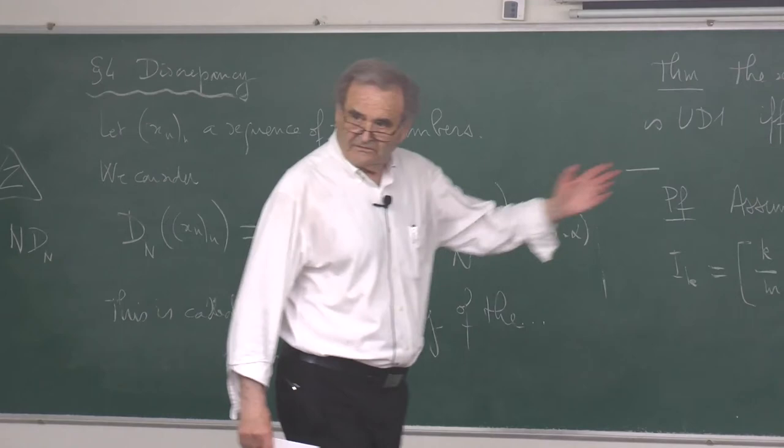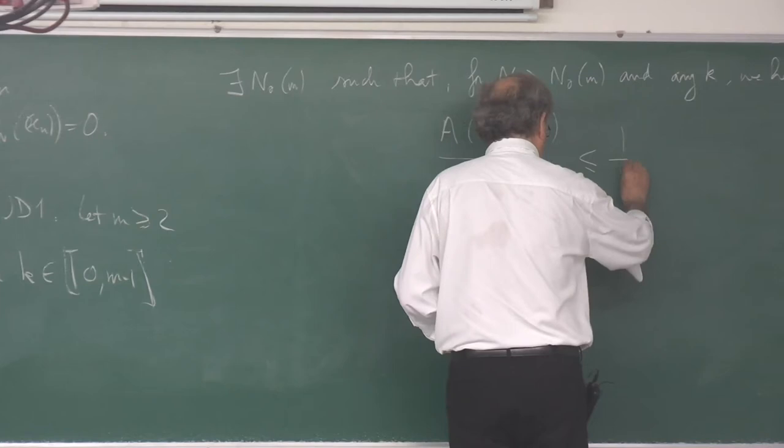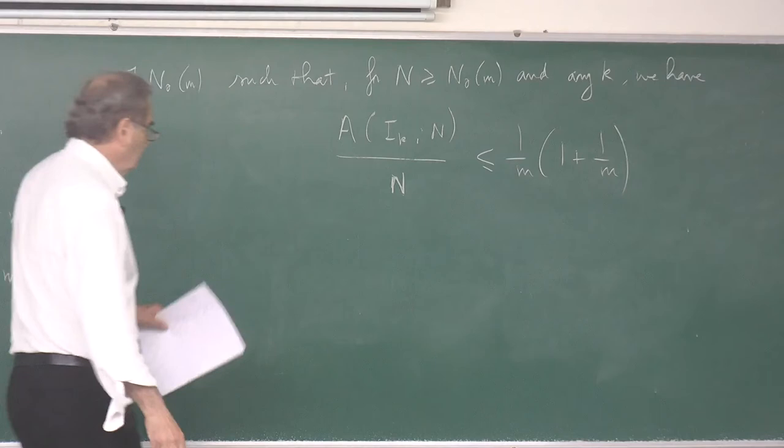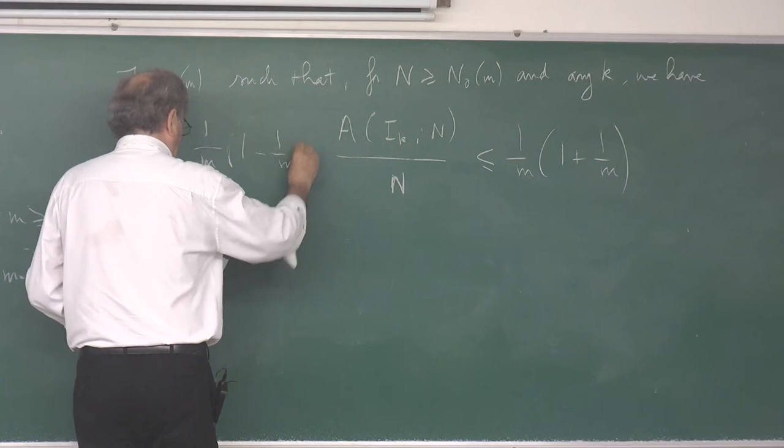So what I can say is that this is something which is between 1 over m, 1 plus 1 over m, put anything you wish. It need not be the same m, but it is convenient because at the very end you say when m tends to infinity and you are happy. There's no point adding other things. So 1 over m, 1 minus 1 over m.